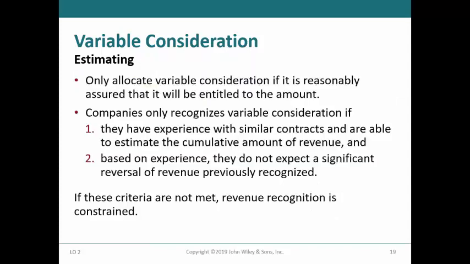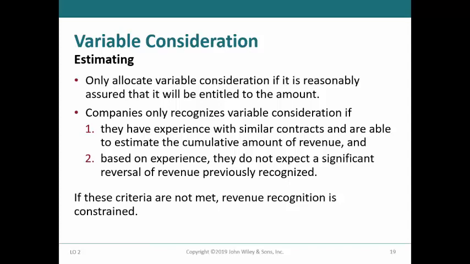It is important to note that estimating variable consideration requires that the company have experience with similar contracts and a basis for reasonably estimating the probability of receiving the variable amount. Also, the company must have an expectation based on previous experience that they would not have to reverse revenue previously recognized. If this is not possible, then the recognition of revenue is constrained.